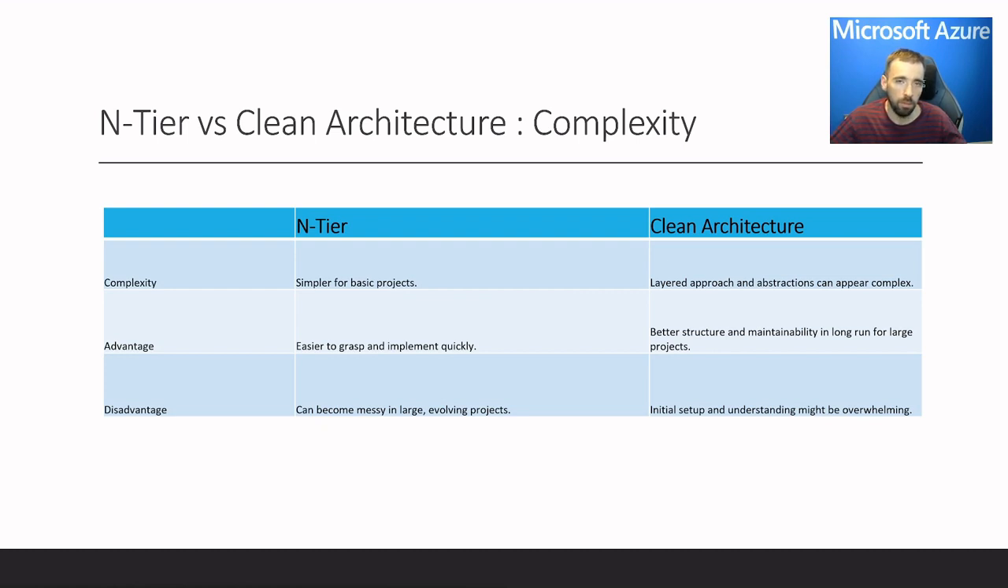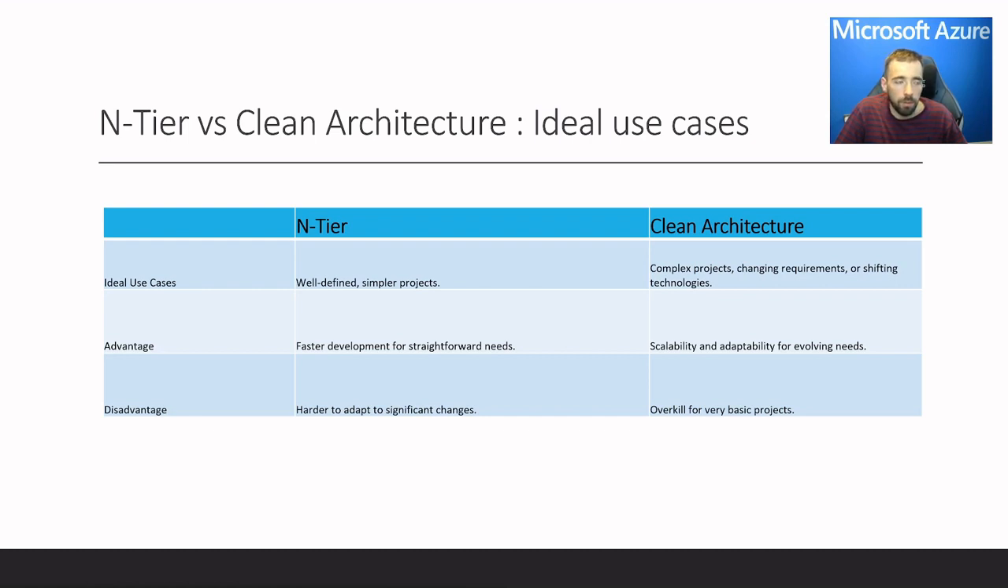It's easier to understand with an N-tier application. We've got presentation, business logic, and data. Simple, straightforward. We can go by the names to understand what those layers are. Whereas with clean architecture, we've got domain, the application core, domain services, UI and infrastructure. So understanding how this works is important.